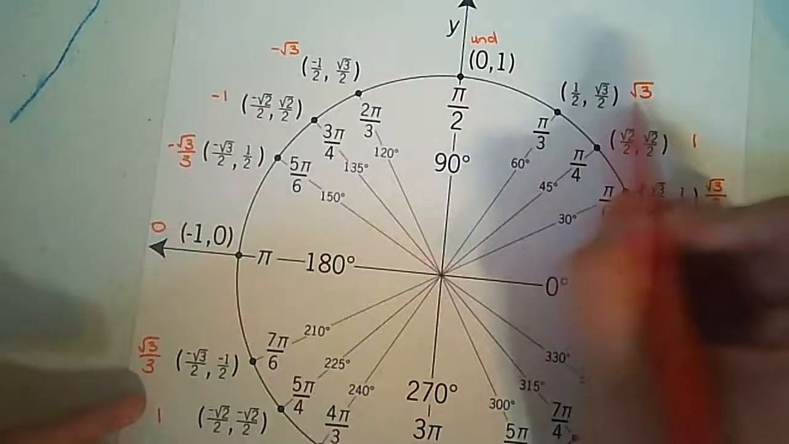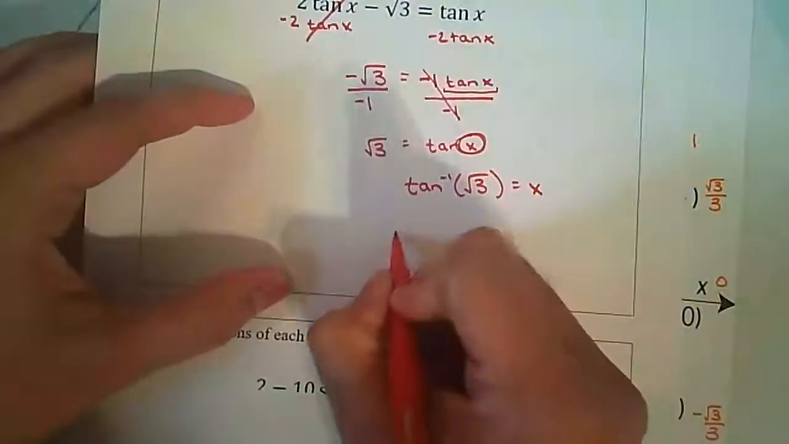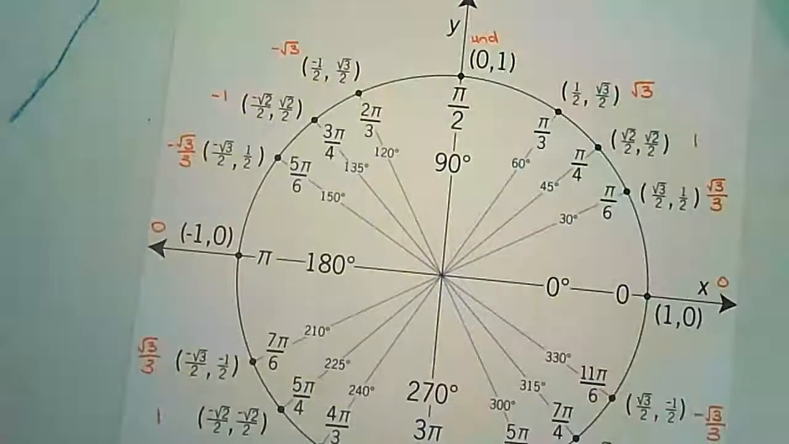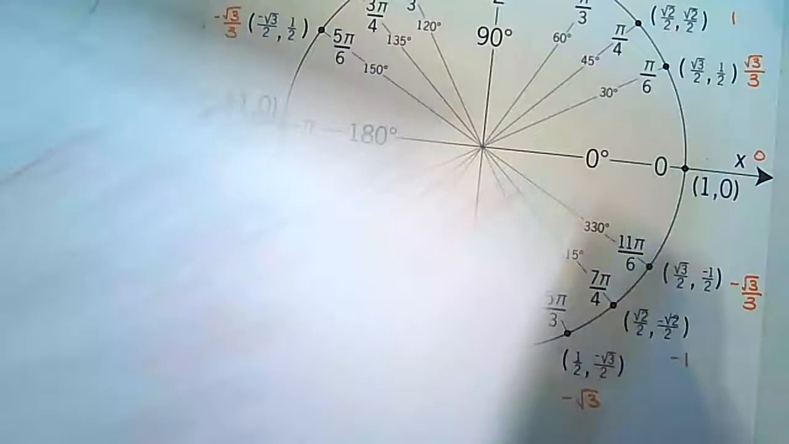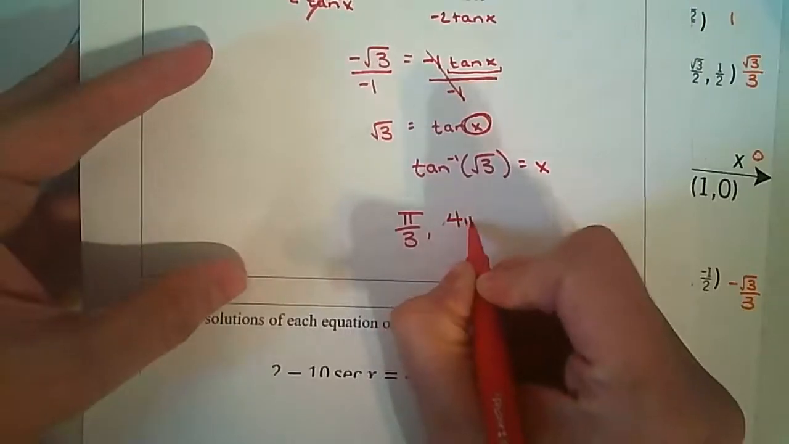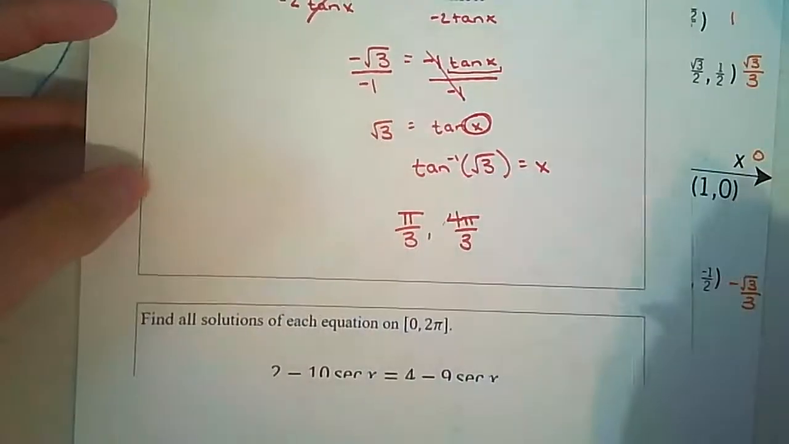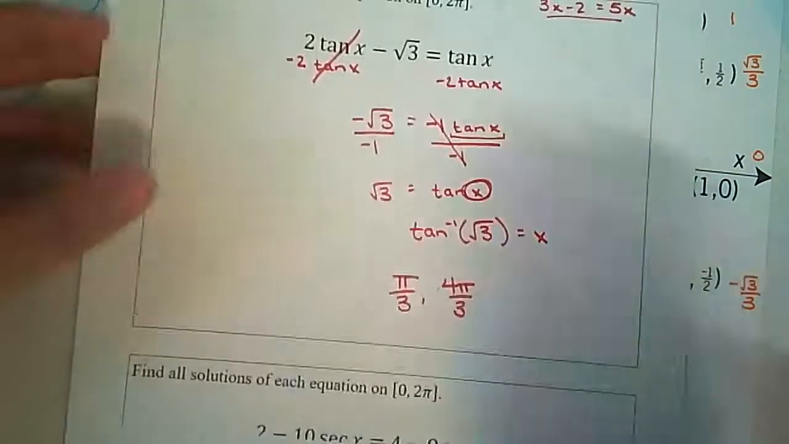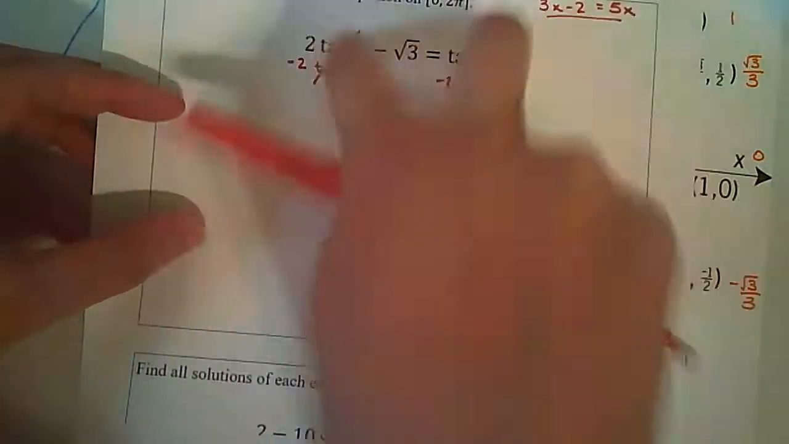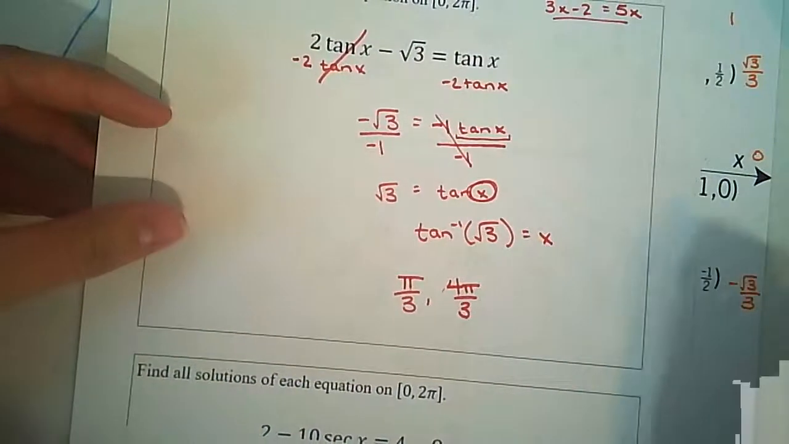So you can see right here, pi over 3, that would be one answer because my tangent was square root of 3. I know there's one other place as well. And another place tangent is this positive square root of 3 is 4 pi over 3. And then those would be my two solutions. So those are the only two angles I can plug in for x that would give me a true statement.